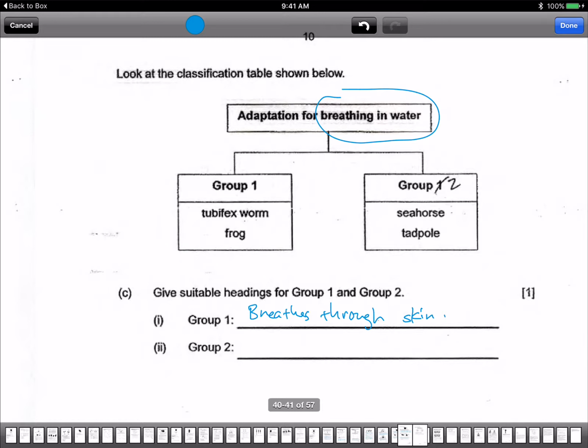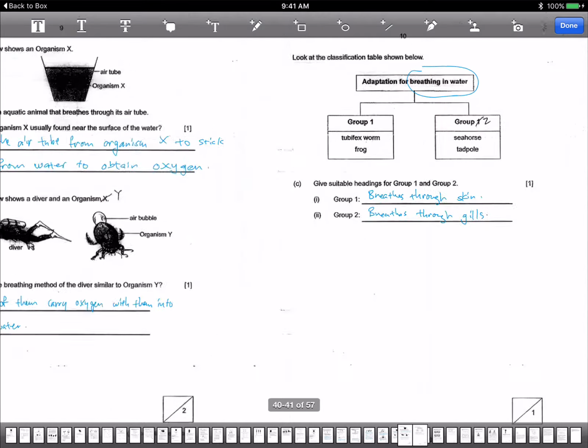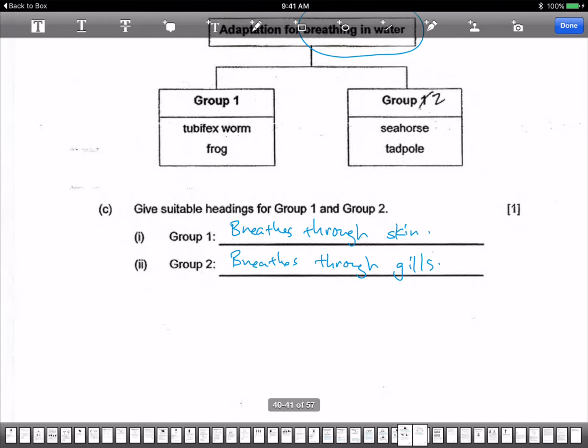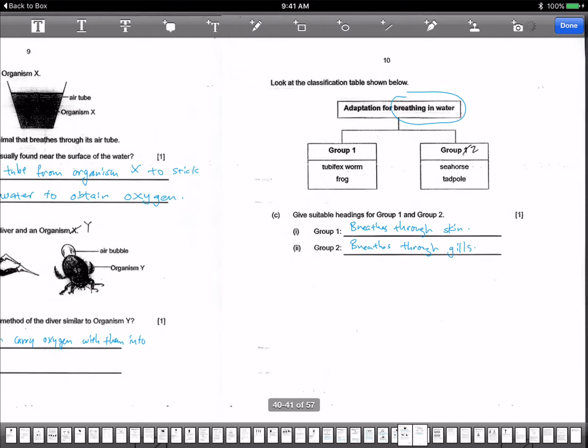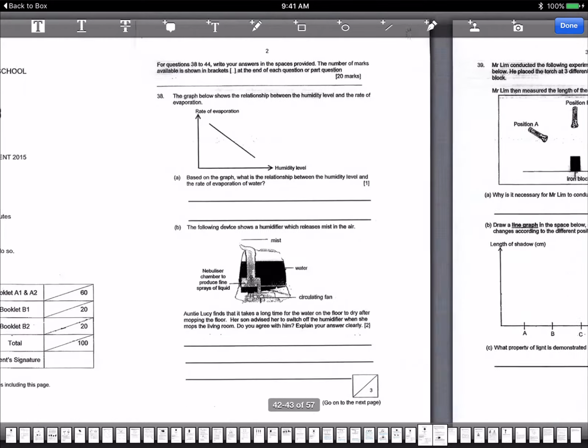Huh? No idea. Okay, now I'm back to Ashley. Yeah, breathe through gills, okay? I see the answer. Hey, gills. Stop laughing. This is my gills. Yeah, the gills. Okay, so those are the suitable heading. Yes? Yeah, go. Okay, next.